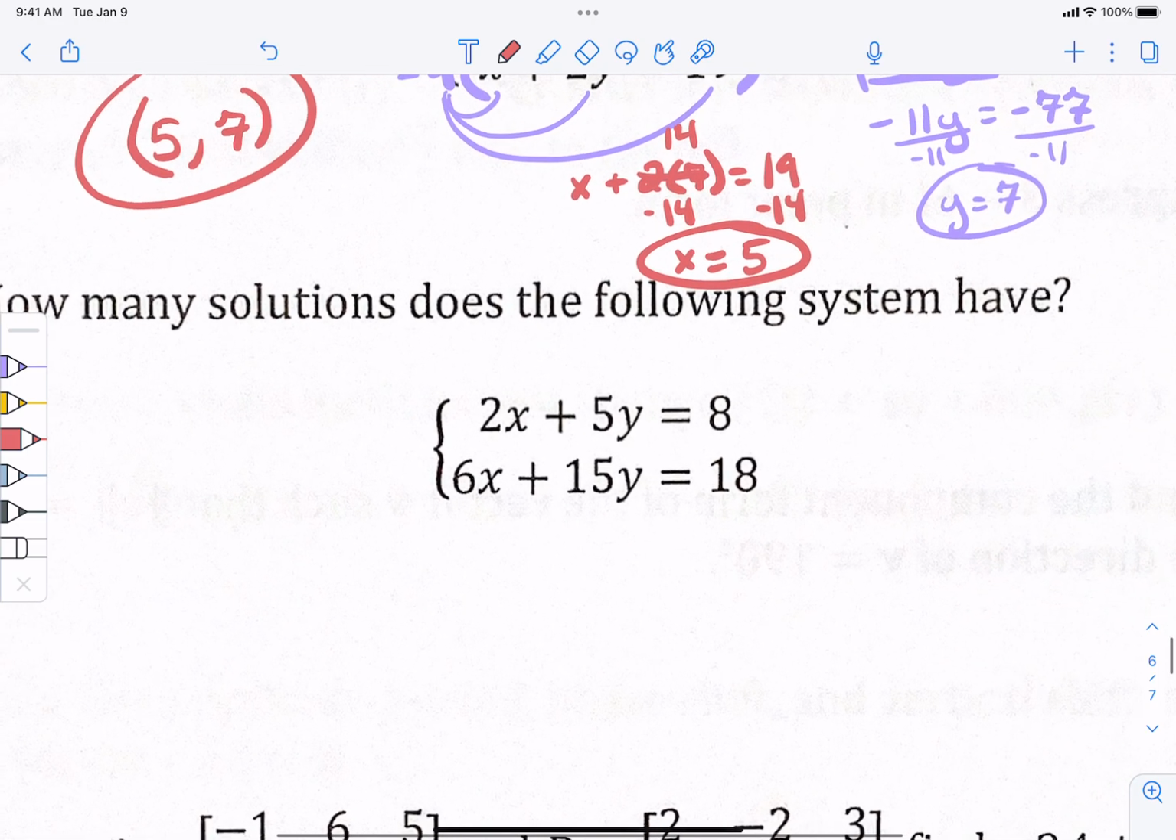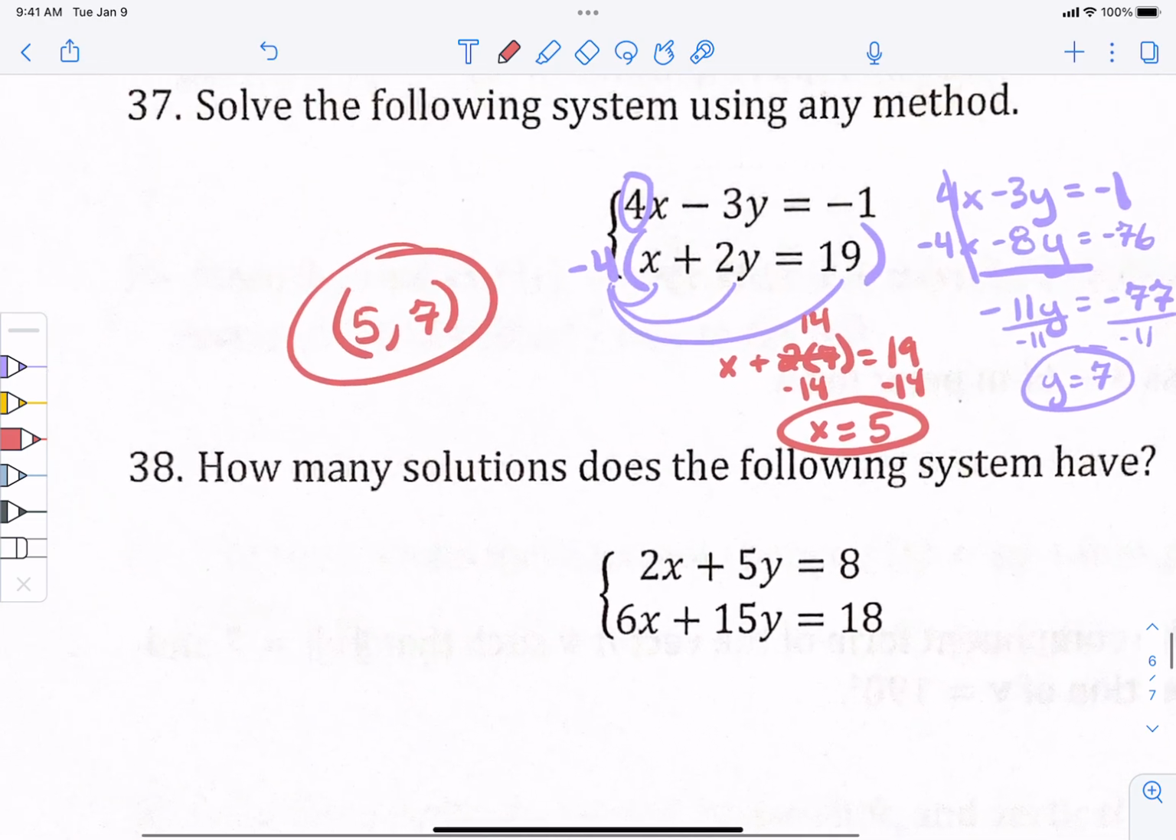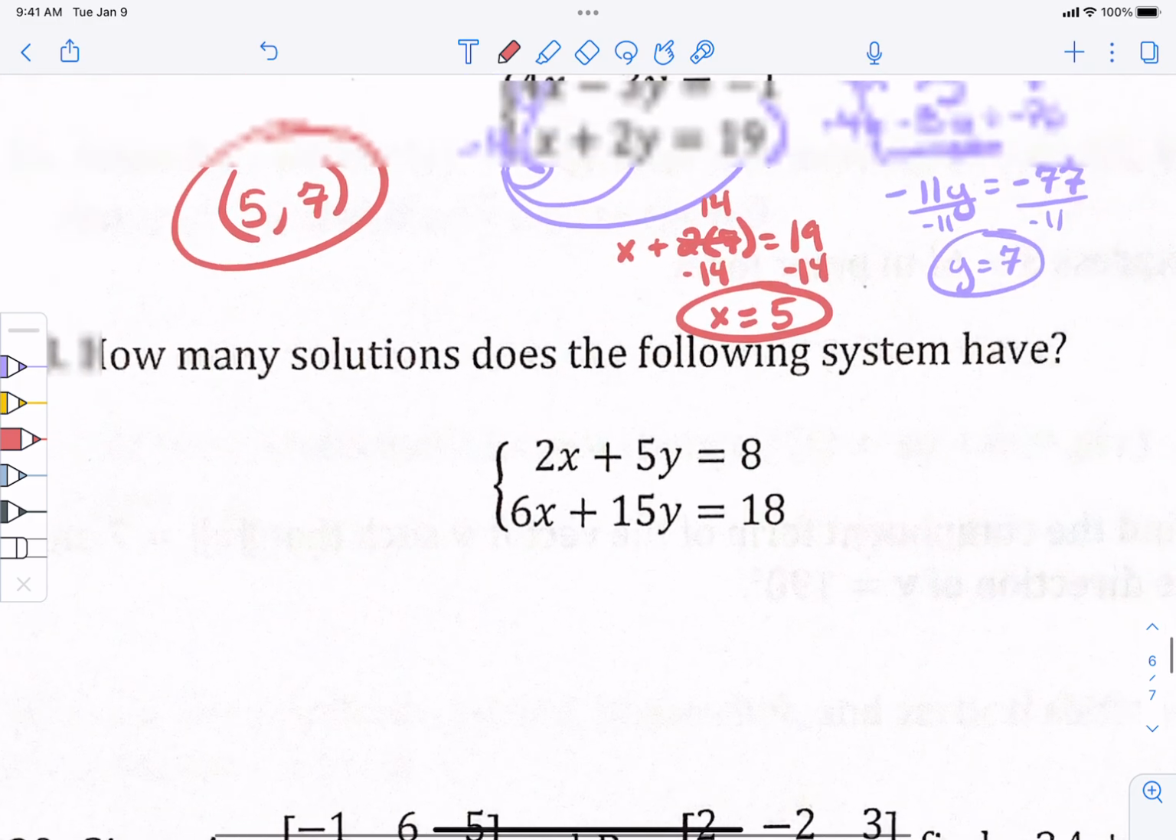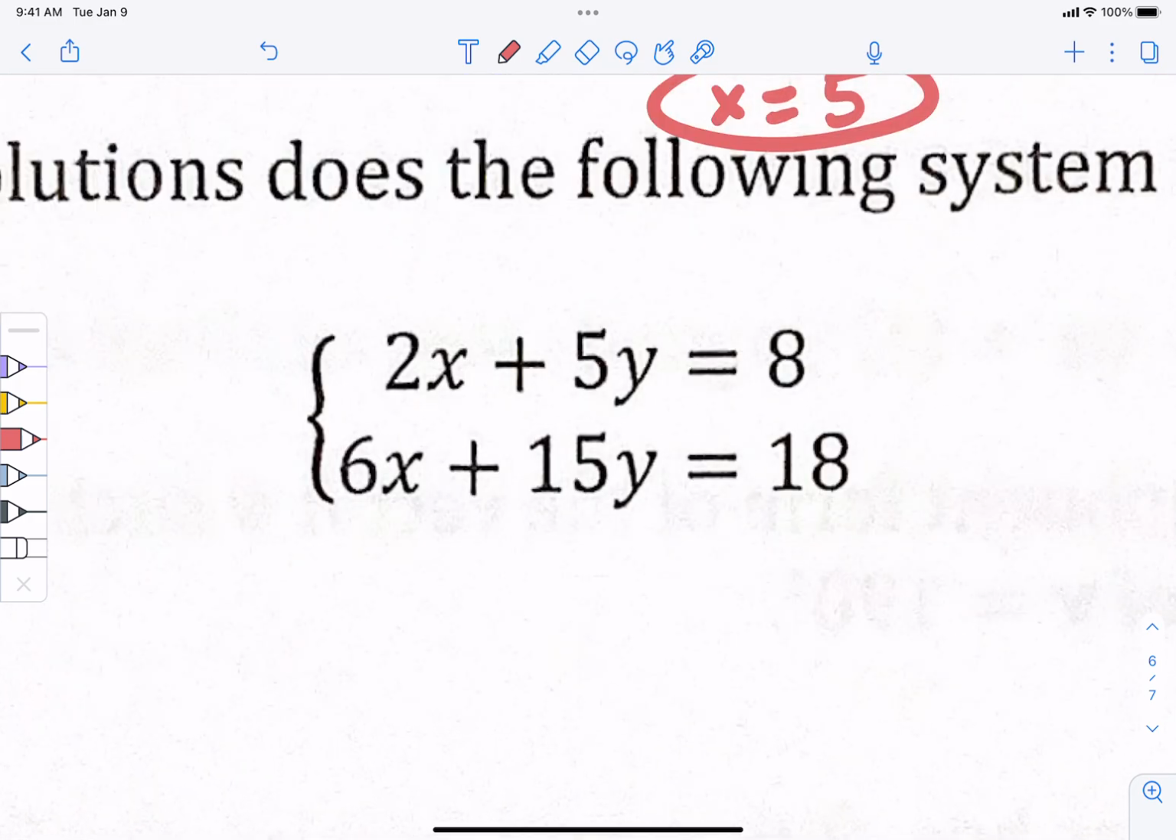Number 38, how many solutions does this have? Not every time you do this do you get an answer like (5, 7) that comes out nicely. So we're going to figure out how many solutions this has. I like to do elimination. If you want to do substitution, you can, but this eliminates really nicely.